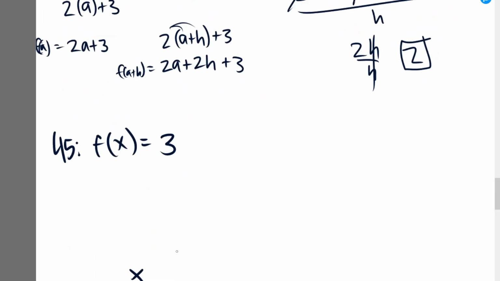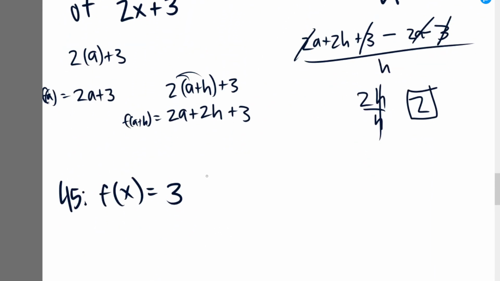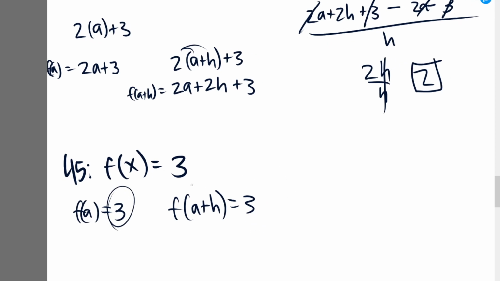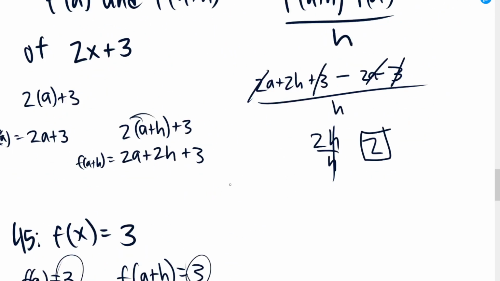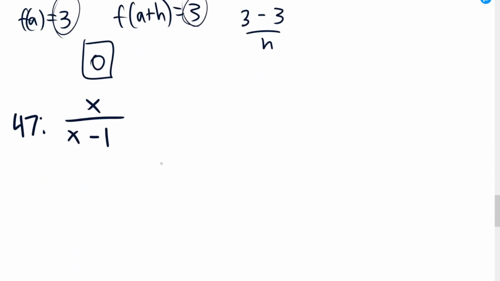We want to find the difference quotient for f of x equals 3. This one is a little bit silly. People are like, well, I don't know what to do here. But it's actually as simple as it seems. F of a is going to be equal to 3. F of a plus h is going to be equal to 3 because there's no x's that we're plugging these into. And so now we can do f of a plus h, which is 3, minus 3 over h. So you'll have 0. Your answer is 0. For that one at least.